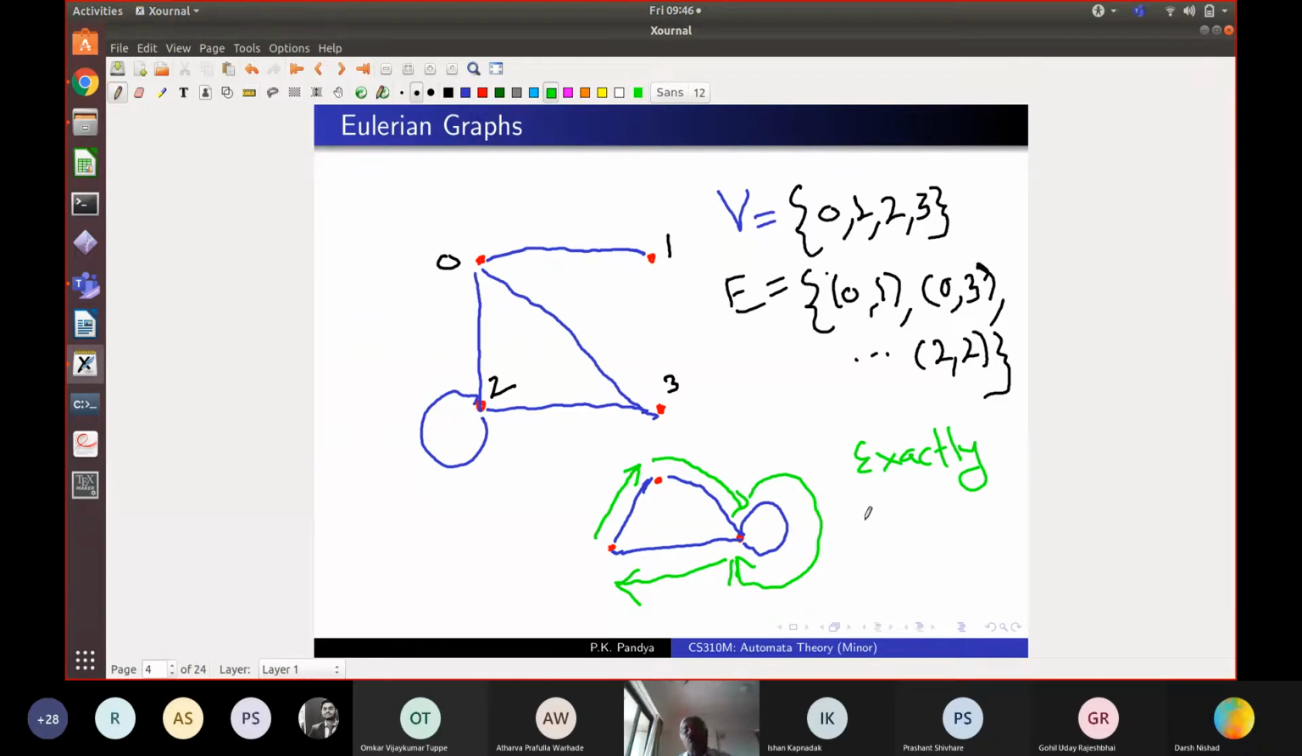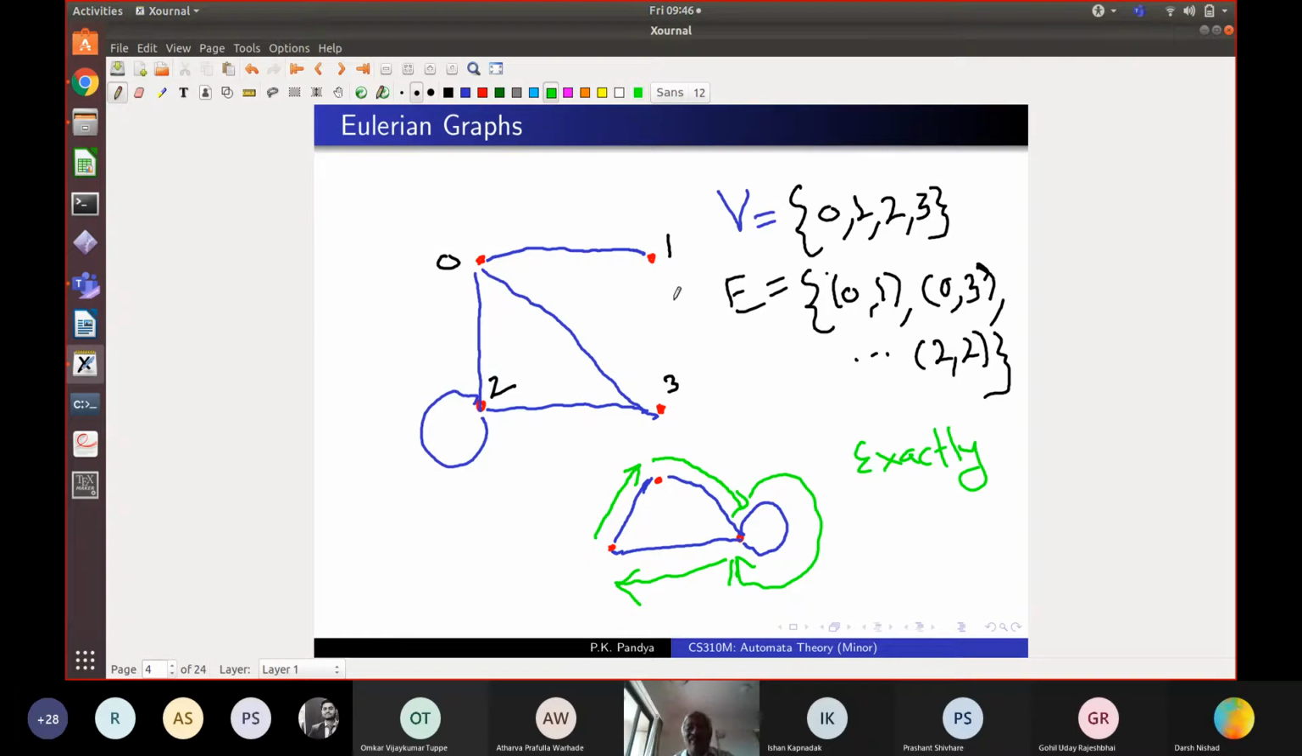Okay. So is the notion of Eulerian graph clear? Now, is the graph on the top Eulerian? Some of you can answer in the chat. No, it's not Eulerian, somebody is saying. Is there anybody who says it's Eulerian? Okay, so it is not Eulerian.